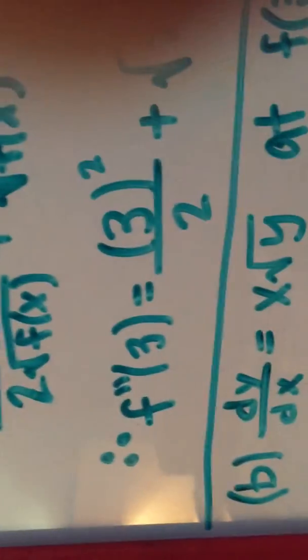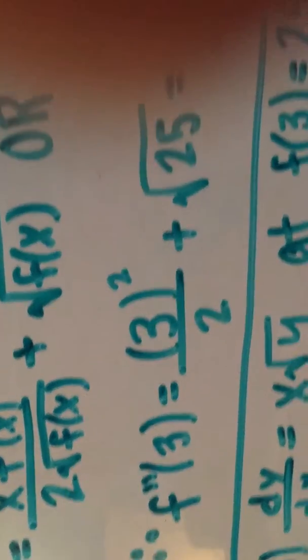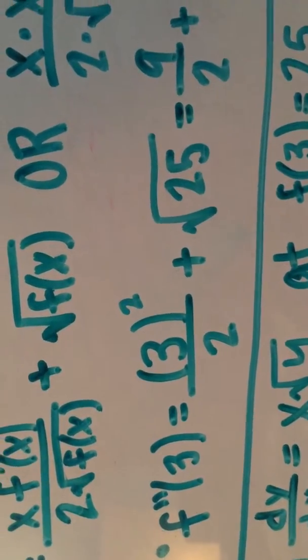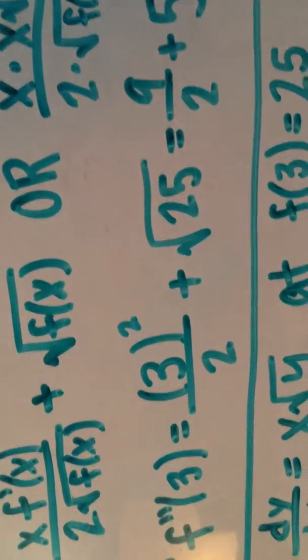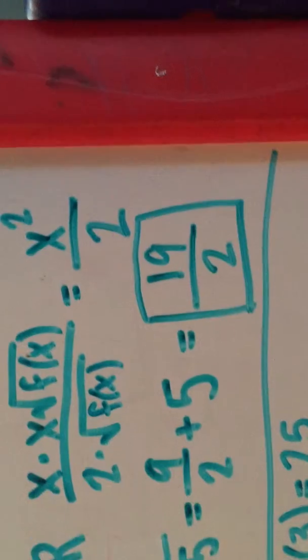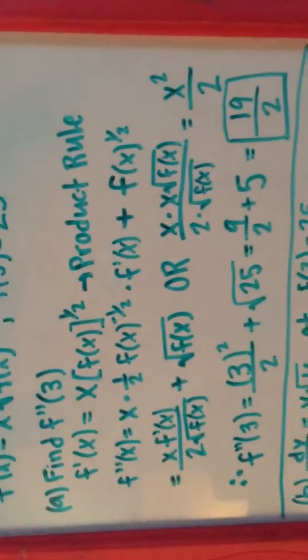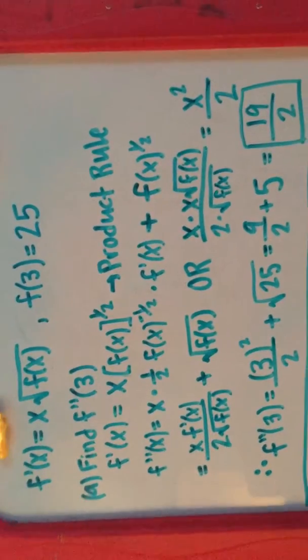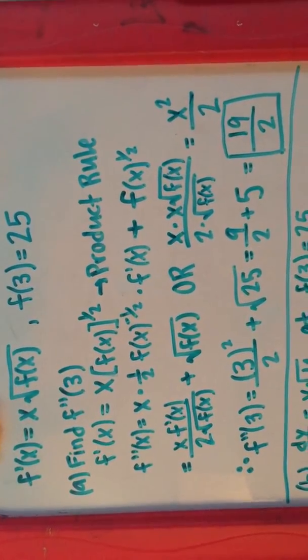Then when you have to find f double prime of 3, all you have to do is plug in 3 to this equation. So it's 3 squared over 2 plus the square root of 25, which equals 9/2 plus 5, which therefore equals 19/2. So that is A. I'll just zoom out a little bit so you can see the full process.